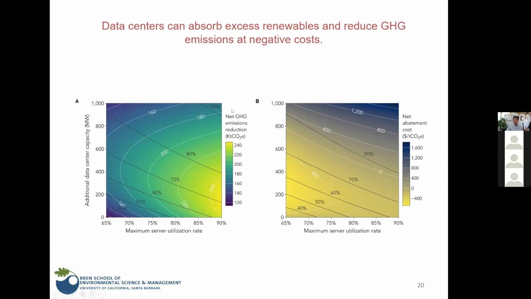So this is the greenhouse gas emissions result, and this is the abatement cost result. We also analyzed the potential cost associated with absorbing additional data processing jobs. And this is again a function of maximum server utilization rate and additional data center capacity. What I want you to pay attention to is this zero line. Below this zero line, basically, this solution, moving bits rather than watts, will save cost while reducing greenhouse gas emissions.